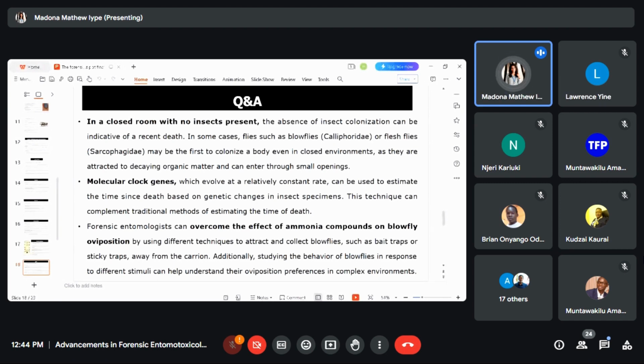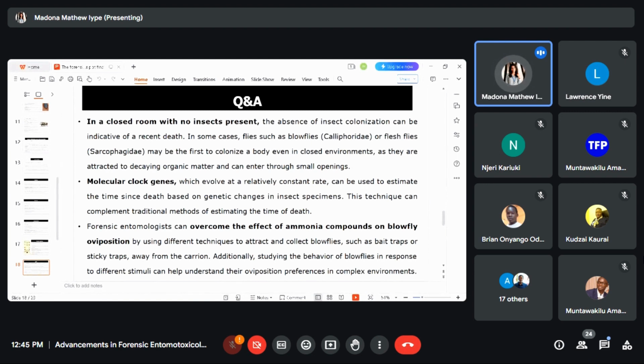So, in a closed room with no insect presence, if a dead body is there, for sure it also comes under the factors affecting, because it's an indoor cadaver. So obviously the amount of fauna will be limited. But even if I say it's limited, it's not at all possible that the cadaver will be left forever without the infestation of any fauna.